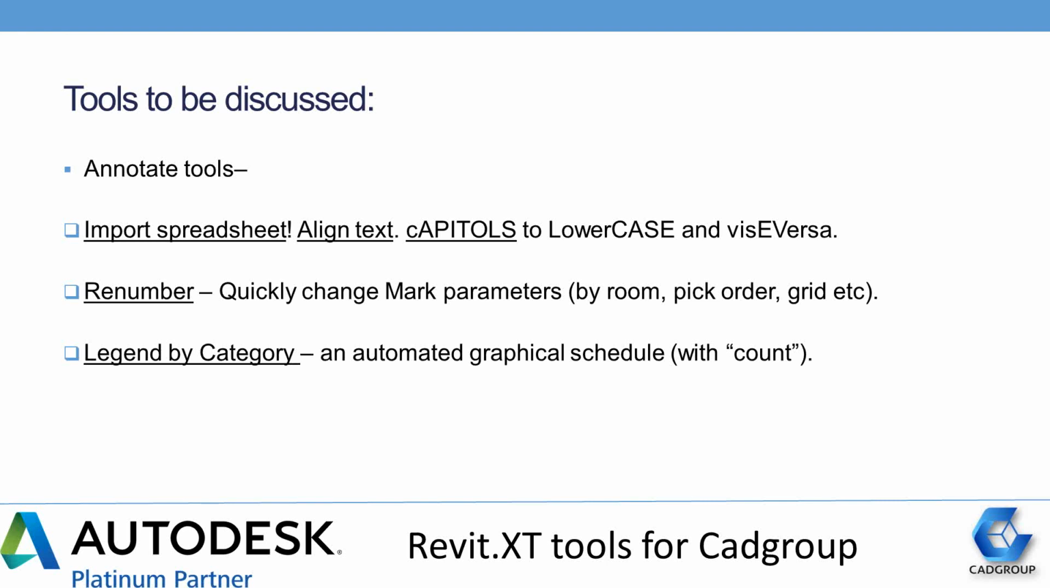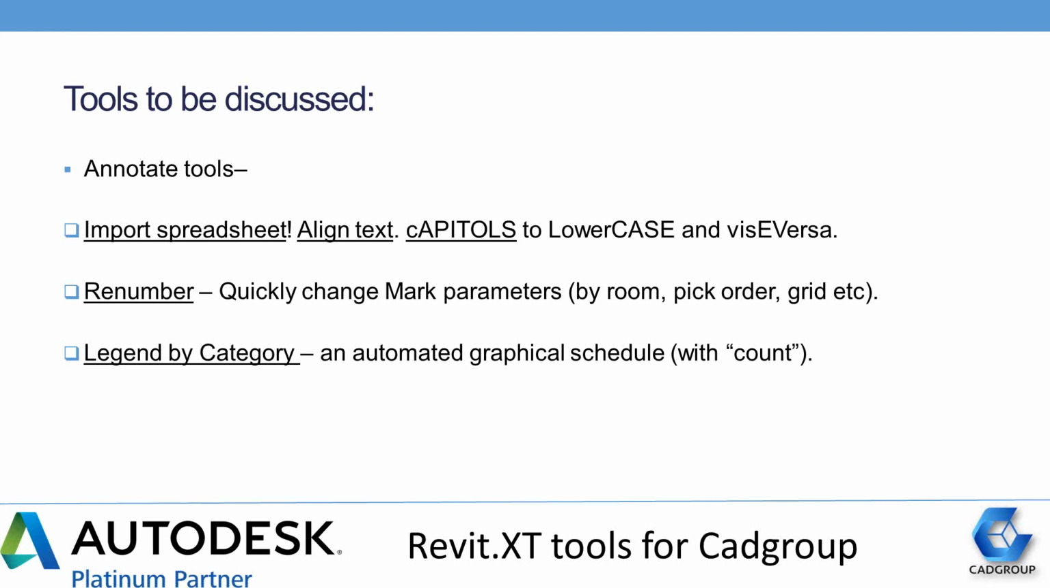Renumbering: there's a number of different ways of renumbering things in Revit XT. For example, I can take all my doors and automatically renumber them based on the room that they're in. So we'll have a look at that. You can also manually pick the order that you renumber stuff in, which is quite handy. There's a renumber grid tool, and we'll have a look at those as well.